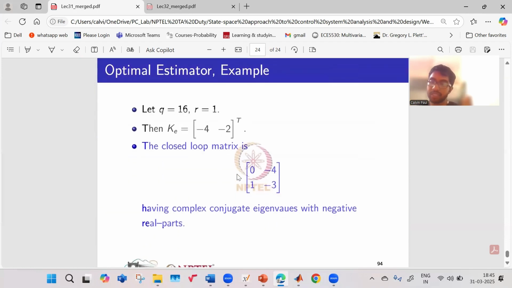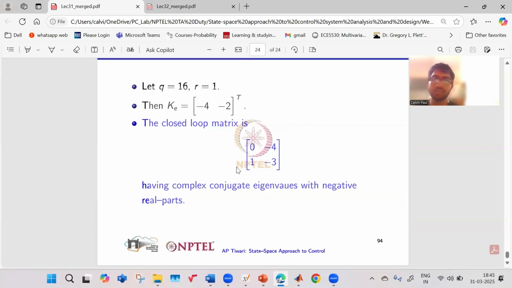And the closed loop matrix is given by A plus K. So it has complex conjugate eigenvalues with negative real parts. That also is fine. Okay, so this is for the continuous time Kalman filter. Now let us look at the discrete time filter.